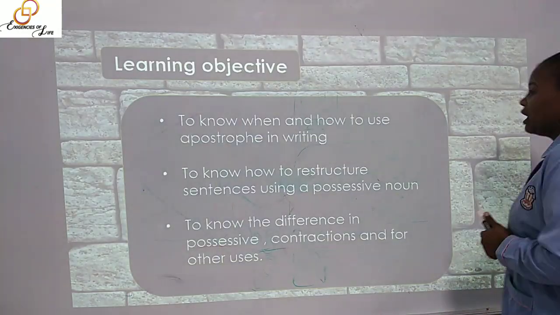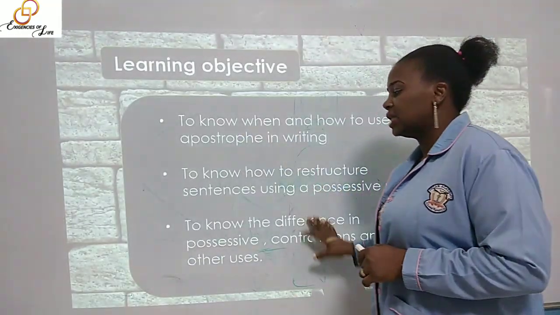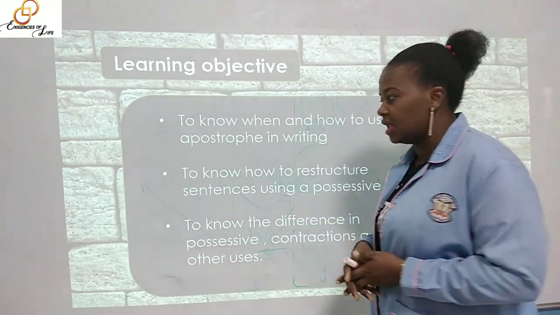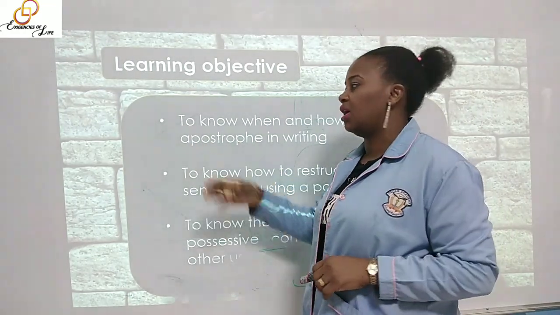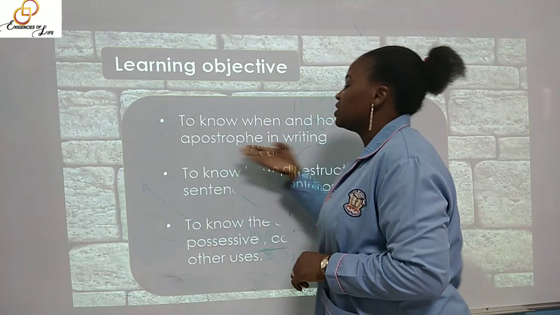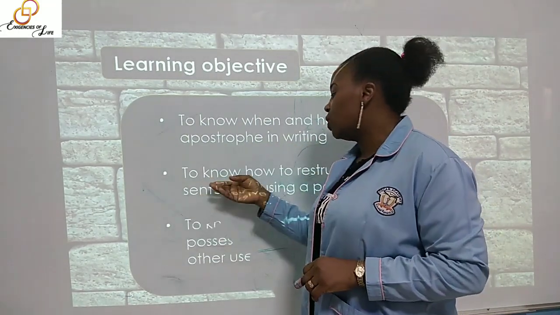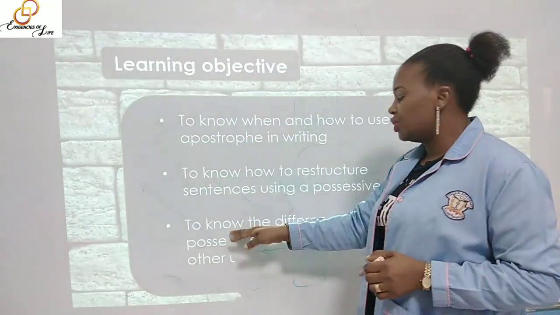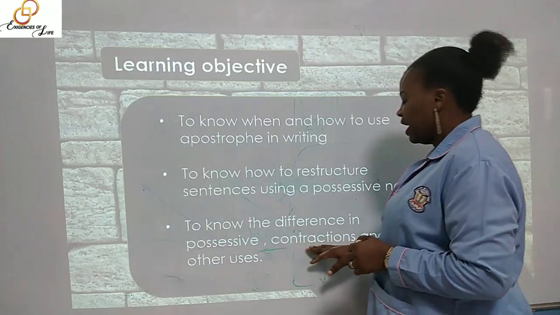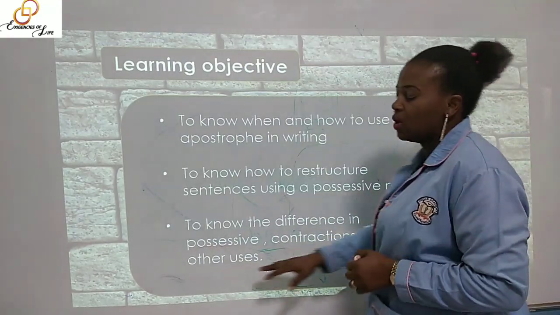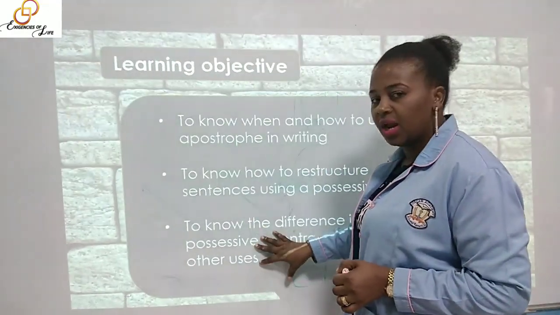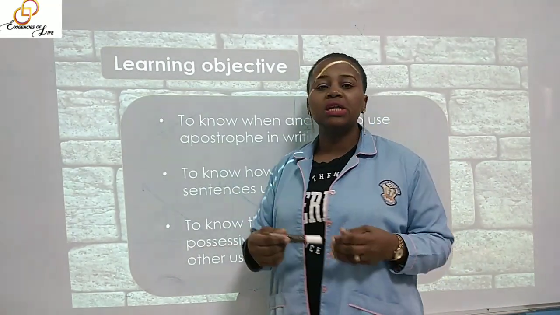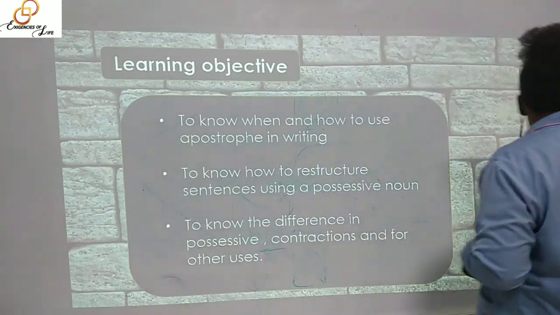Now we move straight to our learning objectives today. These are what we want you to learn, or what we want you to understand in the course of today's lesson. The first point says to know when and how to use apostrophe in writing. To know how to restructure sentences using a possessive noun. To know the difference in possessive and possessive contractions and for other uses. All we've listed down here, these 3 points, will be discussed very well in our lesson today. So please, I want you to pay attention to every word that will be coming.